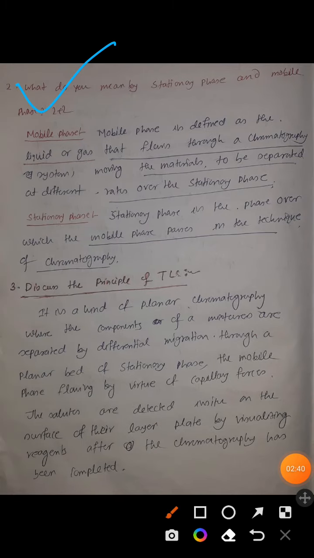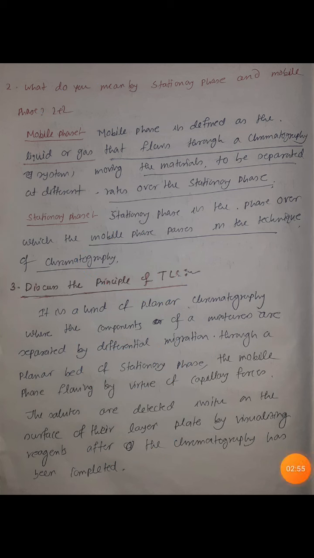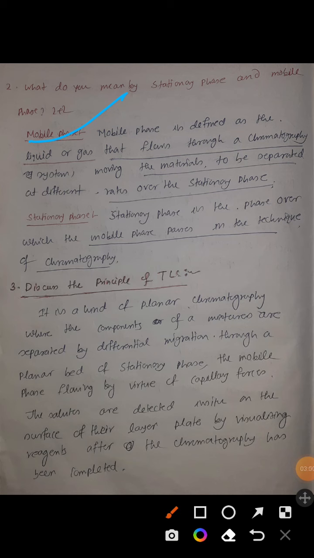Now the next question is, what is stationary phase and what is mobile phase? Remember, the mobile phase is defined as the liquid or gas that flows through the chromatographic system, moving the materials to be separated at different rates over the stationary phase, right? So the mobile phase is the liquid or gas in which our substance to be separated is dissolved, and this mobile phase simply passes through the stationary phase along with our materials to be separated to separate them, right? And the stationary phase is also important, it is the phase over which the mobile phase passes in the technique of chromatography.